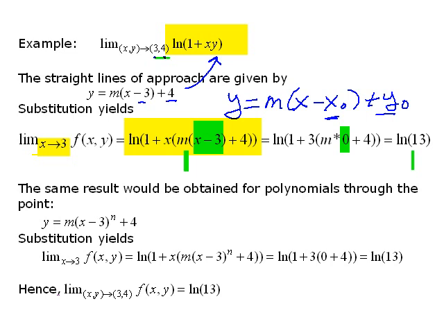Now if you want to look at some curved lines, you could use the same idea, but you could raise x minus 3 to the power n. For example, if n is 2, you'll have parabolas through the point. But if I make that substitution, again, don't work things out too fast. Now I take the limit as x goes to 3. The term involving m is out of the picture, and again you get the natural log of 13. So I'm going to pretty much call it that the limit of this function as x approaches 3 and y approaches 4 is natural log of 13.